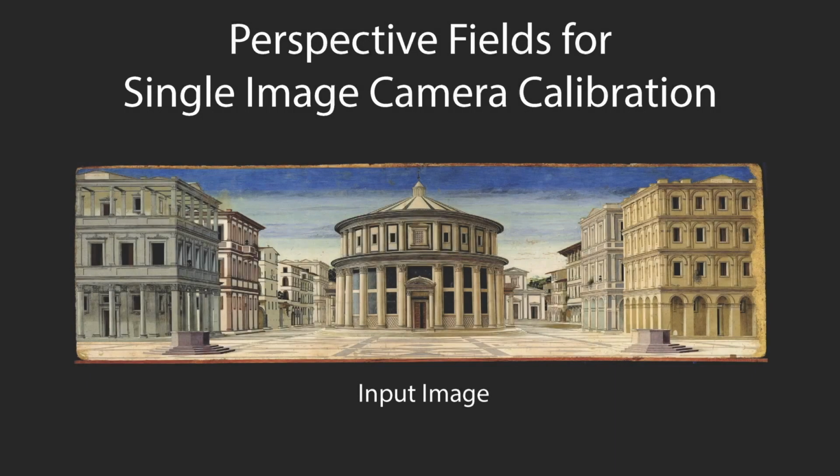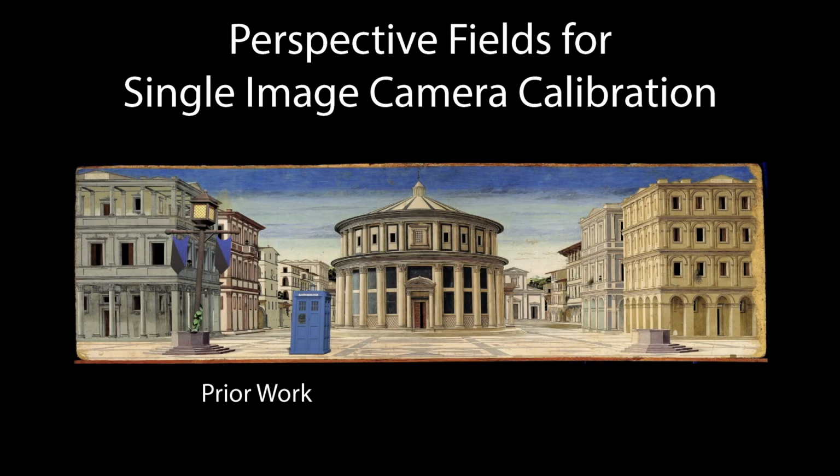In conclusion, perspective fields are an overcomplete representation capturing the local perspective properties of an image. They are applicable to a wide variety of camera models beyond a simple pinhole projection and can be robustly predicted with neural networks.